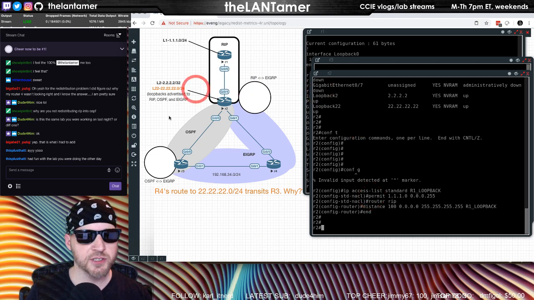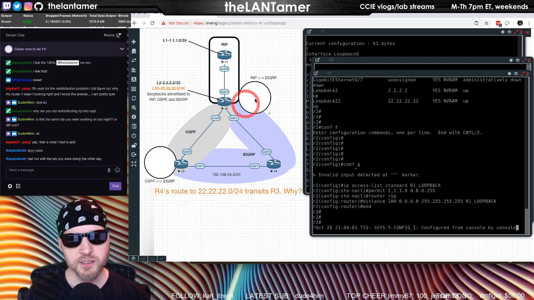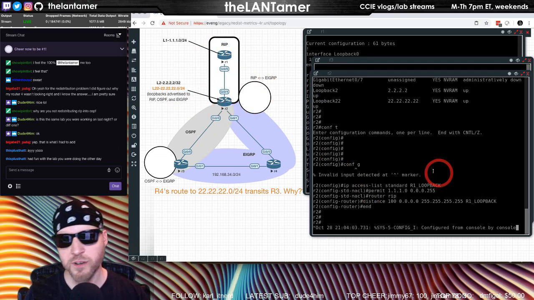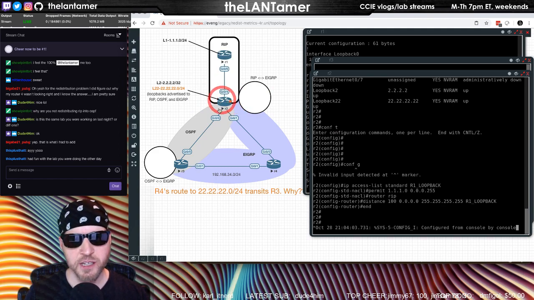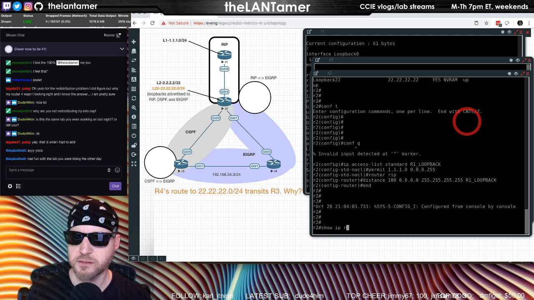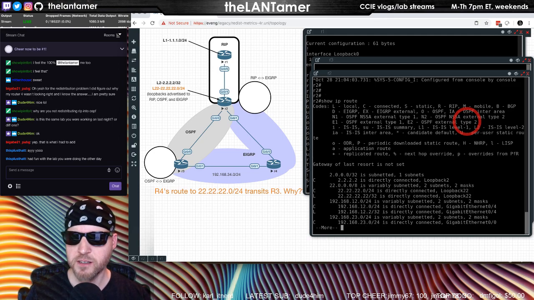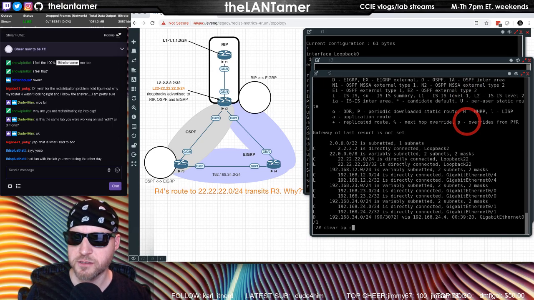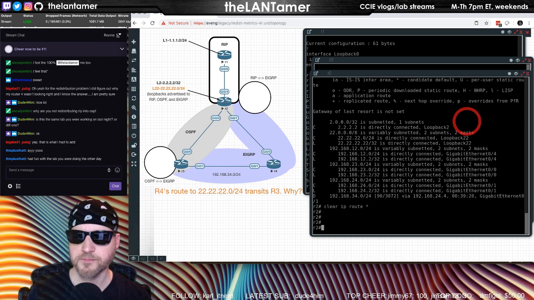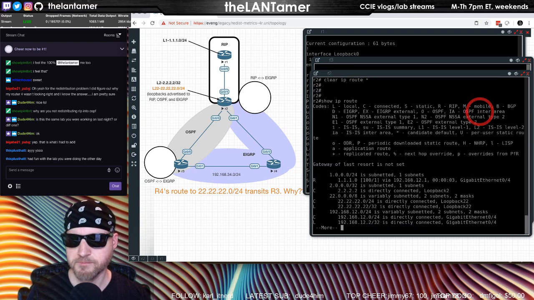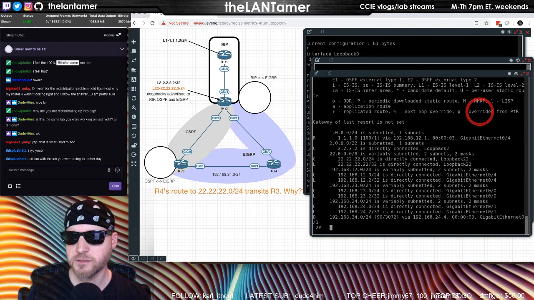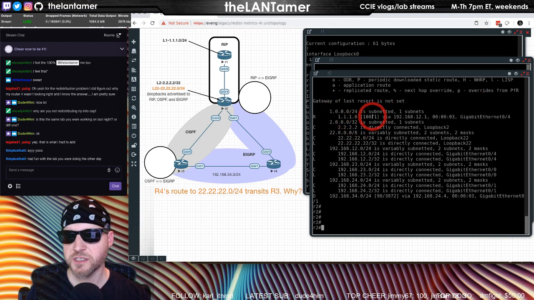Okay, so that should provide some stability. This is going to make the internal route at 100 look better than the external route we're learning from OSPF, which is 110. Let's give a little time to converge. And there it is. And we see it's 100. So that fixed that problem.